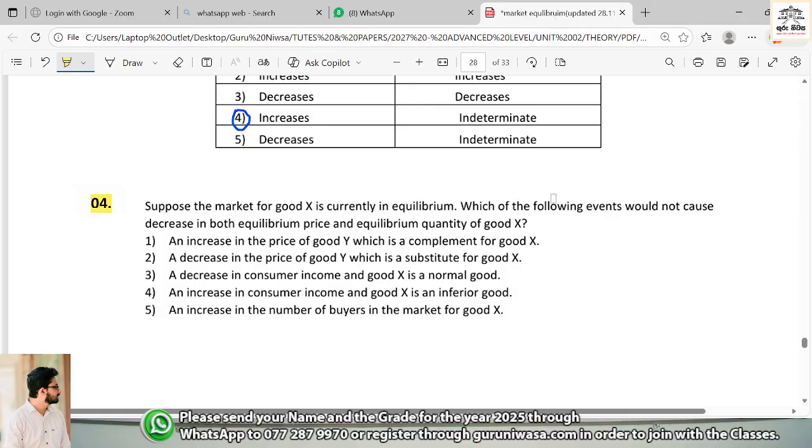Fourth one. Suppose the market for X is currently in equilibrium. Market is in equilibrium. It means demand and supply are equal. Which of the following events would not cause, be careful, would not cause decrease in both equilibrium price and quantity of good X.